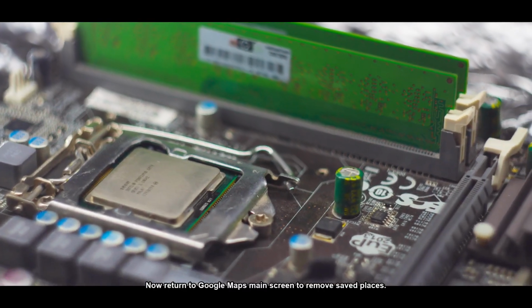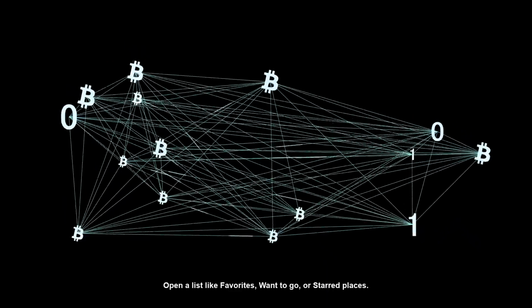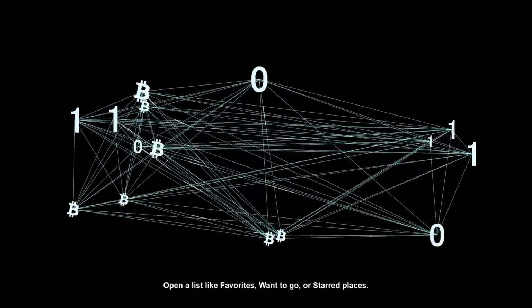Now return to Google Maps main screen to remove saved places. Tap or click Save to view your saved lists. Open a list like Favorites, Want to Go, or Starred Places.